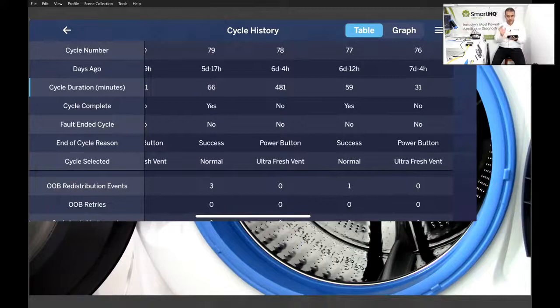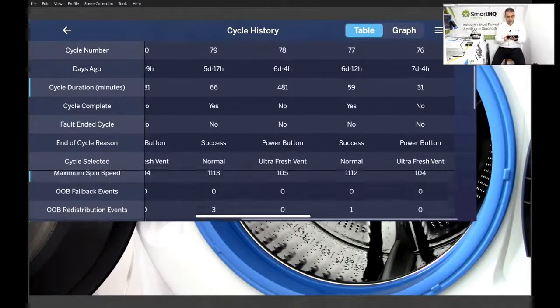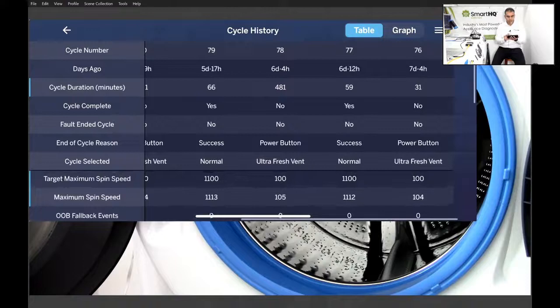Now, let me go ahead and look at another parameter. Let's see the RPMs, so the maximum spin speed and then the target maximum spin speed. So we can see here that, again, for cycle number 79, the target speed was 1100 RPM. And I can see here that for that particular cycle, the machine exceeded it, right? It went to 1113 RPM, which indicates to me that not only did the clothes completely get washed, and the cycle finished successfully, but they should have come out relatively dry because it spun to the maximum spin speed for that specific cycle.